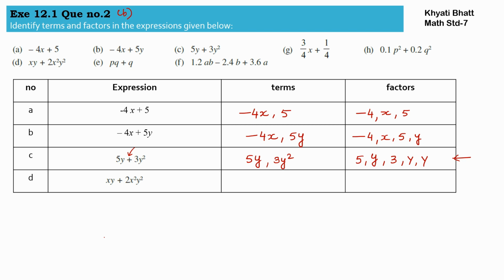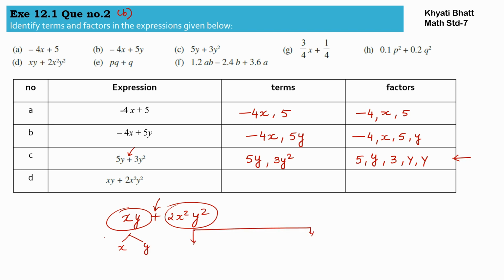Xy plus 2x square and y square. So here two terms are there, combined with the addition sign. So xy: what will be the factors for xy? x and y. Now for the second term there will be so many factors as this term is big. So here 2 we are separating, then comes x square and then comes y square. Now x square will be further factorized into x into x, and y square into y into y.